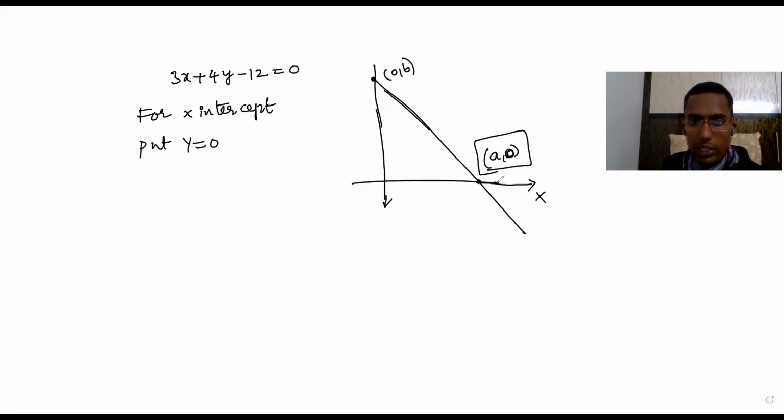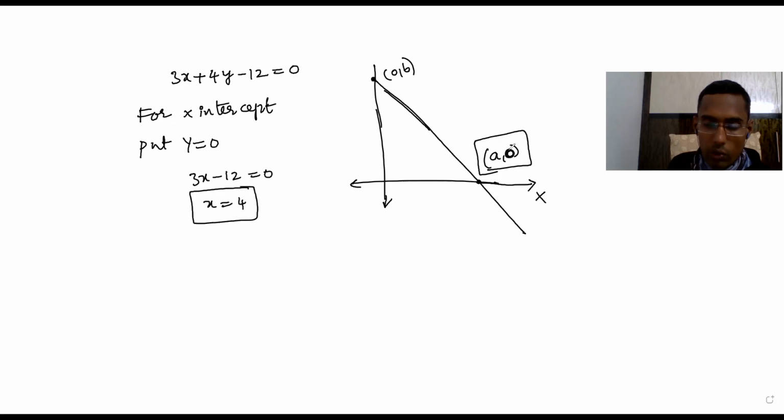It will not intersect the x-axis at 2-3 points. It will intersect the x-axis only at one point. At that point, the y coordinate is 0. Therefore, if you put y equal to 0, then 3x minus 12 equals 0, so x equals 4. Wherever the y coordinate is 0, there it is intersecting the x-axis. So the point is (4, 0), and therefore the x-intercept is 4. Like this also you can find out.